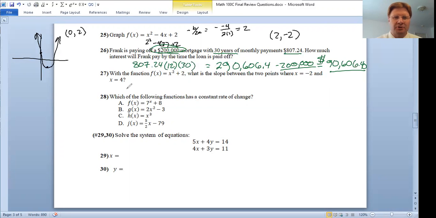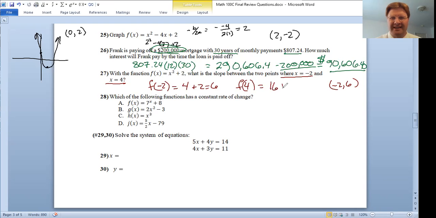All right, number 27. With the function f of x equals x squared plus 2, what is the slope between where x is -2 and where x is 4? So we're going to stick in -2 in there, and we get -2 squared. That's a positive 4, plus 2 is 6. So that's one of the points, (-2, 6). And if we stick in 4, f of 4 equals 4 squared plus 2, that's 18. So we get (4, 18). So we've got to find the slope between these 2 points.